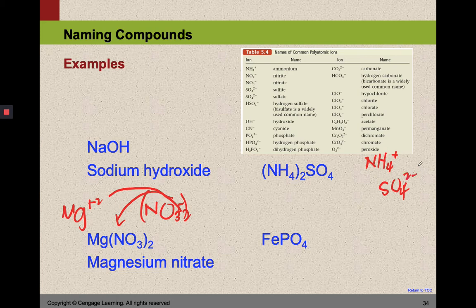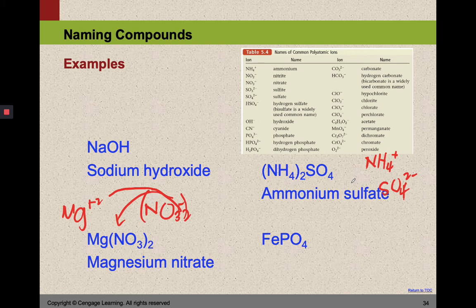Right? So NH4 plus, SO4 2 minus. The same principle applies here. If we place 2 and disregard the sign, it must be for the whole group. So our name for that compound is ammonium sulfate. Alright? (NH4)2SO4.